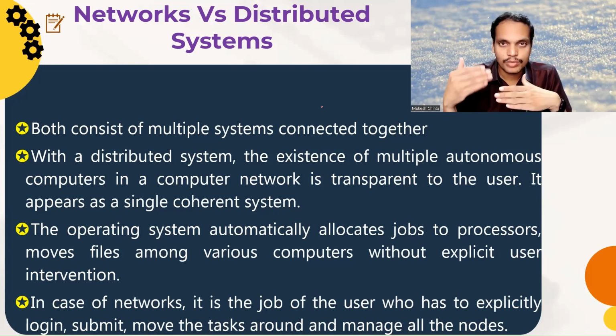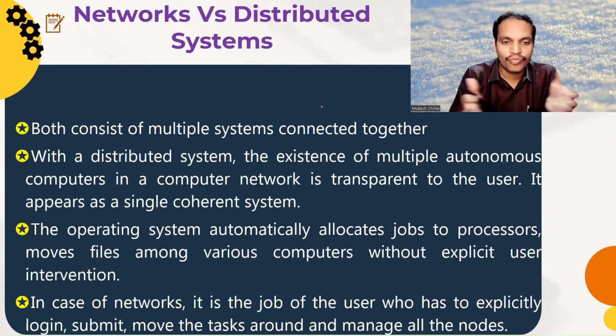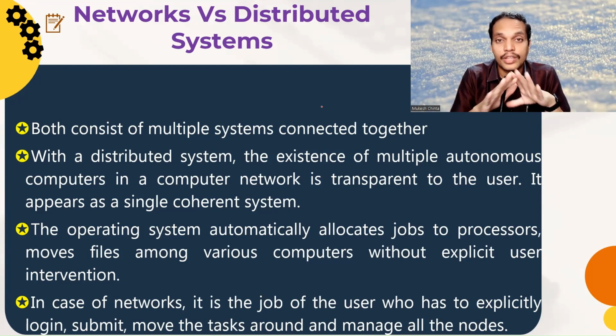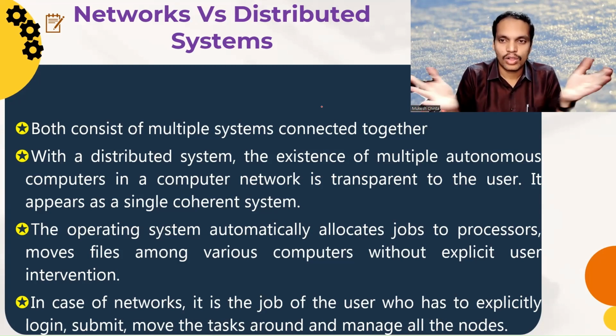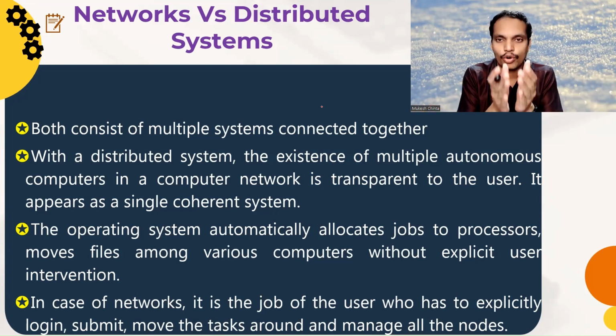Here, in the distributed system, the operating system will automatically allocate jobs to the processors and move files among the various computers without any user intervention. The user simply submits a job and keeps quiet. It is the job of the operating system to move it, allocate the jobs to different processes, get all the work done, and finally produce the output and provide it back to the user.